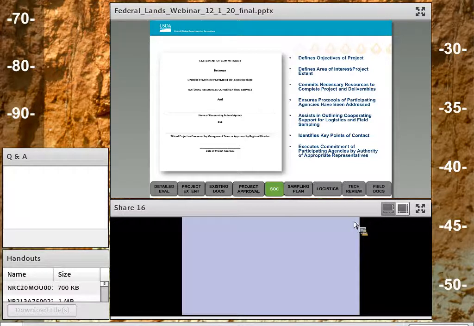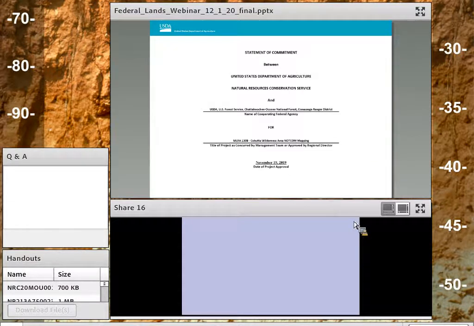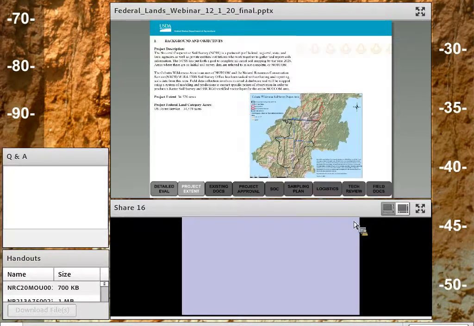So I'm going to go through a project statement of commitment that we came up with for the Cohutta Wilderness area. Okay. So these are pretty basic. This is the first page of the statement of commitment. And as I stated before, the name of cooperating federal agency, sometimes it's not a federal agreement, but that is basically where you're saying this project was approved on this date, and these are the two cooperators. That's probably the easiest page to do.